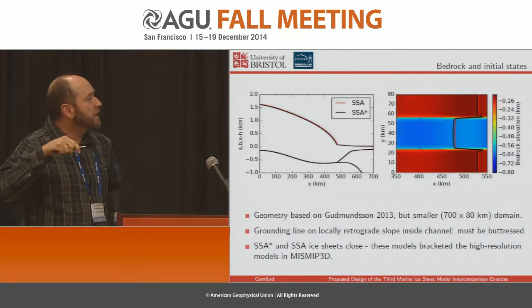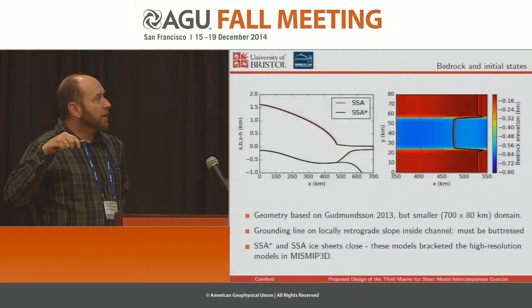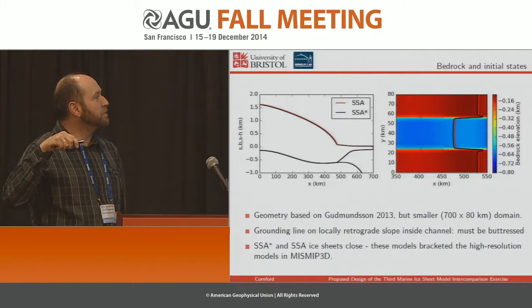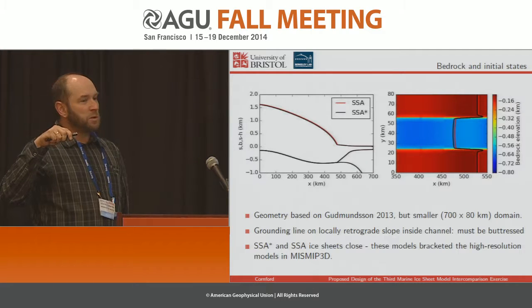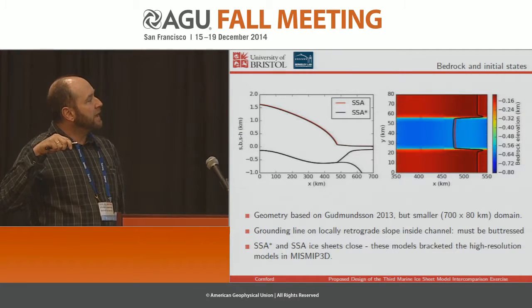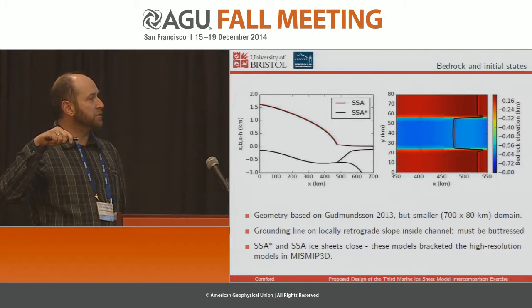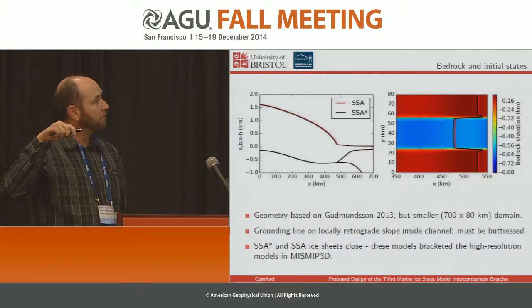So the geometry we're proposing is based on Hilmar's paper from 2013. This is a central channel, and the bedrock has this downslope, upslope, downslope feature that's characteristic. Well, it actually comes from the first MISMIP exercise. And the notable feature about this is once we have these taut channels in, we find that we can get steady states on the upslope. So we know that there must be some buttressing going on there, because without buttressing, there can be no steady state on that upslope.